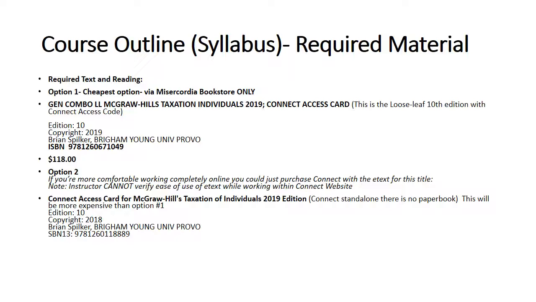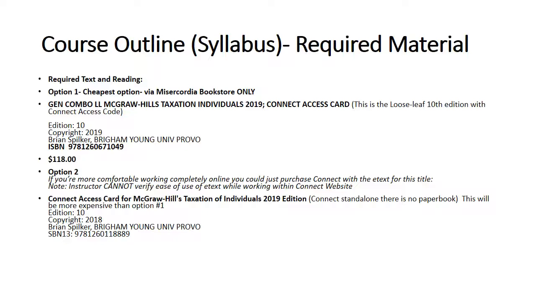The course outline, this is the syllabus, required material. Your cheapest option, so the least expensive option for purchasing the book you will need and the access card for Connect, is through the Misericordia bookstore. It will only cost around $118. It could be a little bit more.